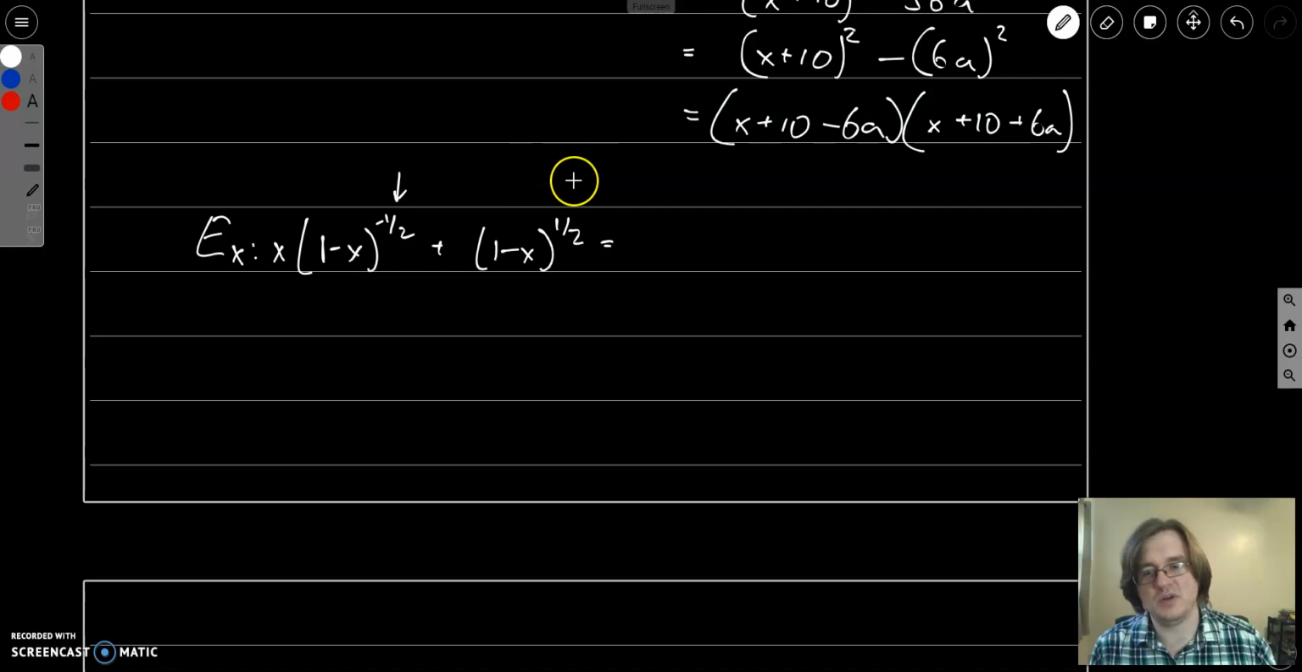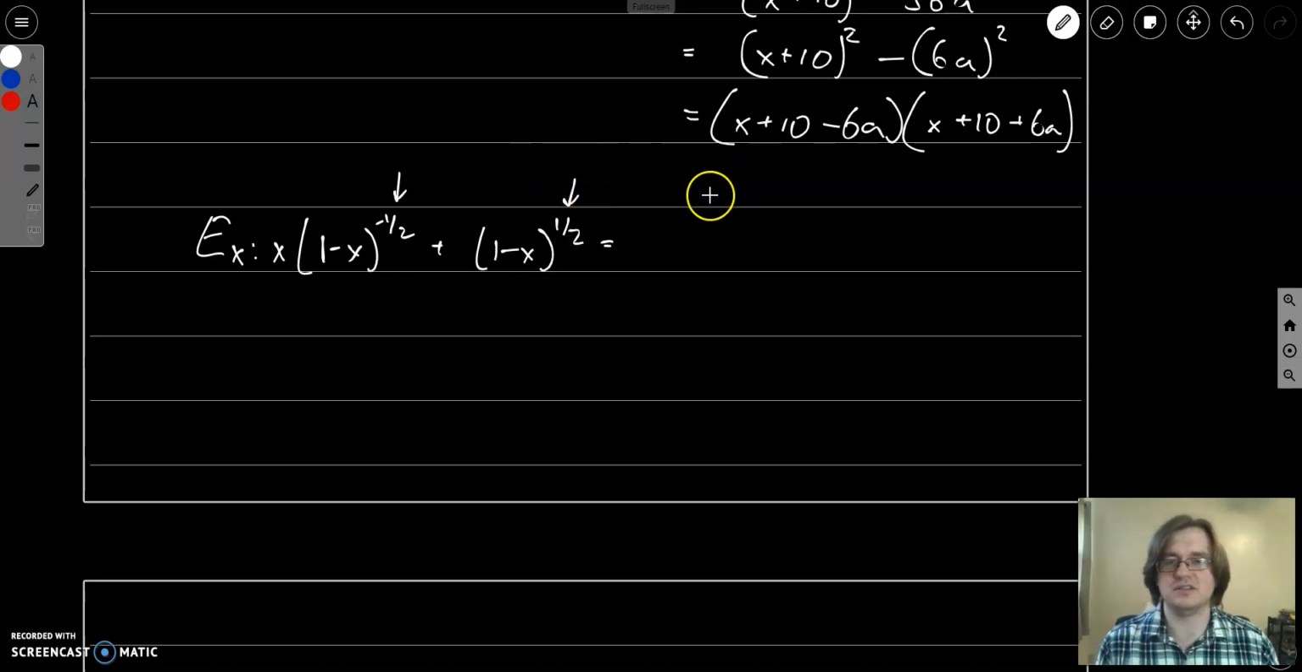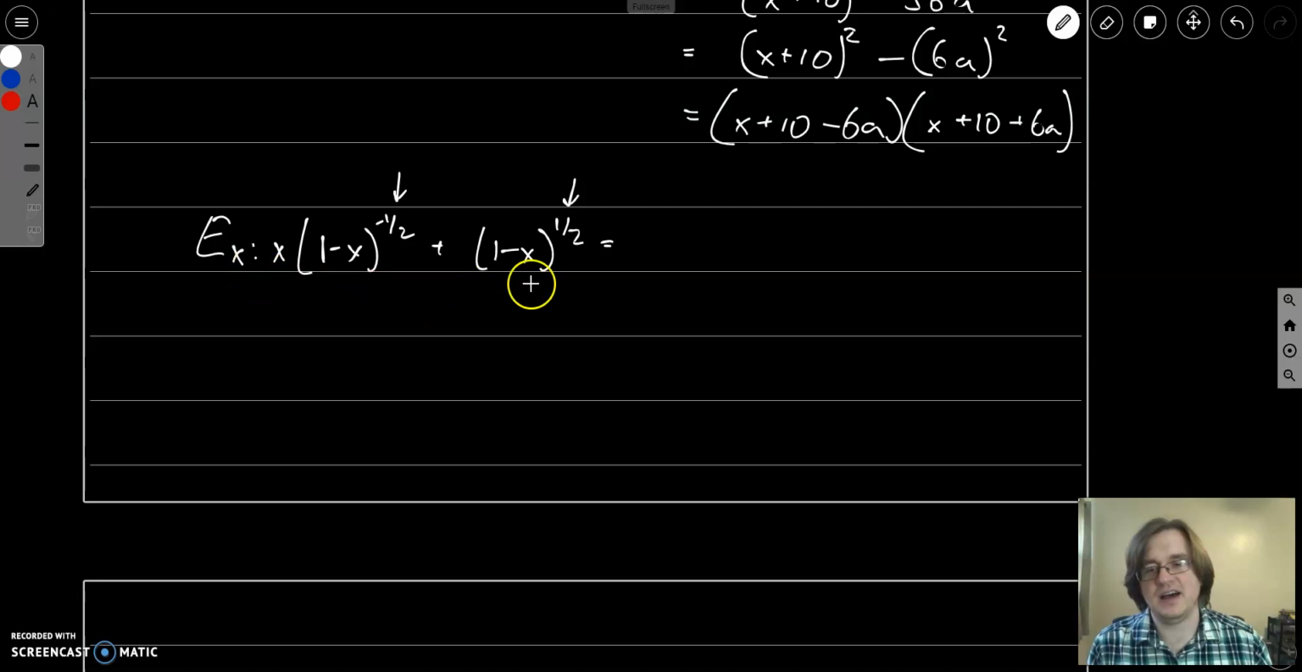Again, this is not a polynomial because we have powers that aren't positive integers. So I have 1 minus x to the negative 1/2 here, and 1 minus x to the 1/2. So this is clearly not a polynomial. So how would we go about doing this?